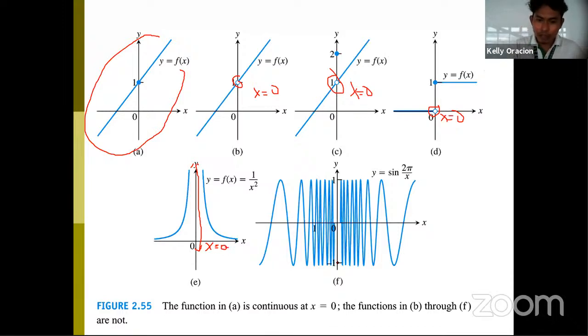And also ito din, ito. Hindi siya continuous because hindi pwede maging value ang x na 0. Okay? So again, from B to F, not continuous at what point? At x is equal to 0. Pero si letter A lang talaga ang continuous. Okay? Si letter A lang talaga ang continuous.